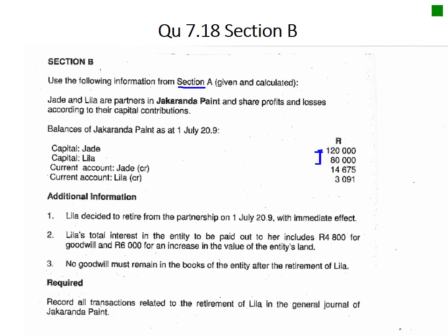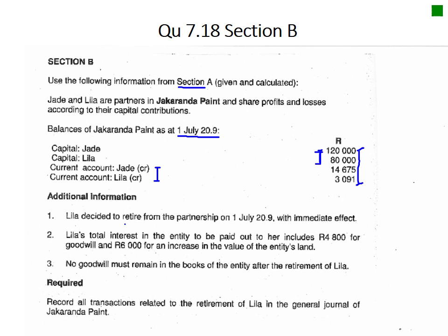And so these are the balances at the 1st of July 2009, the end of June 2009, and then the current account balances are given to us also at the 1st of July 2009, and we'll see both of them here have a credit balance. So these are all credit balances. They all represent amounts owing to the partners at the 1st of July 2009.